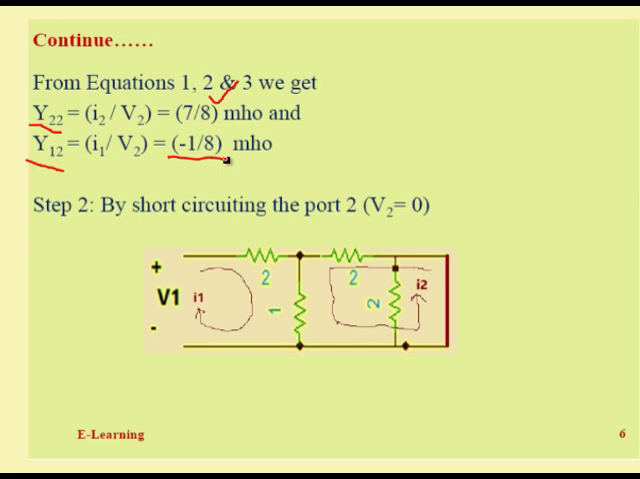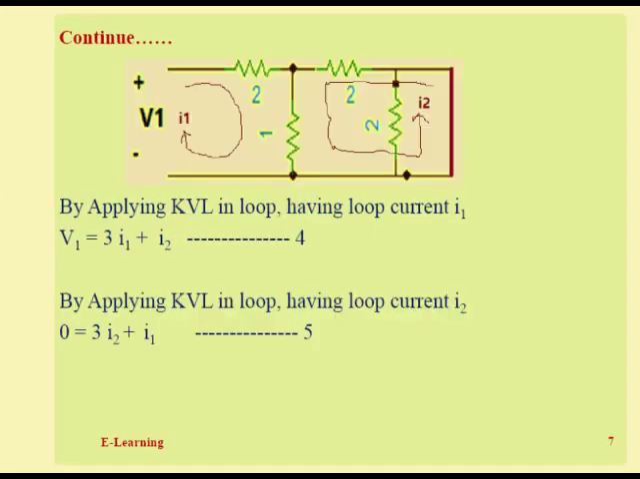In step 2 we put a short circuit at port 2 here, and now we will write the equation first by applying KVL in this loop. Here the applied voltage is V1, so V1 is equal to 3i1 plus i2, because the direction of i1 and i2 in this particular branch is the same, downwards. This is our equation 4.